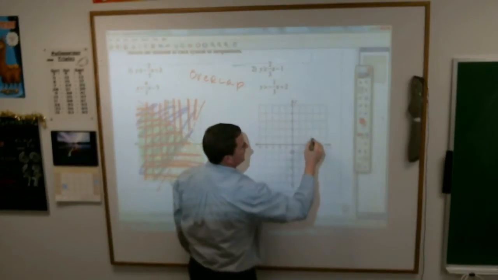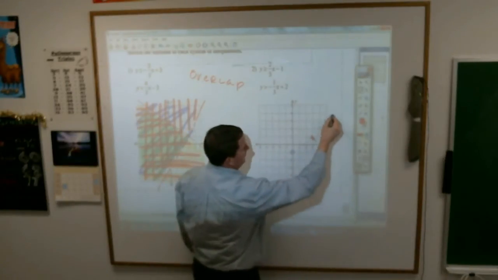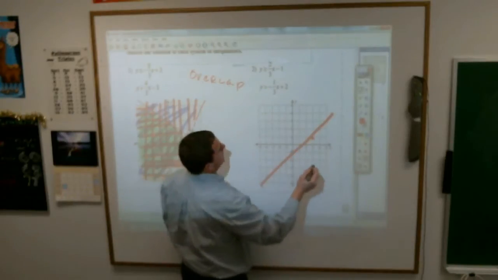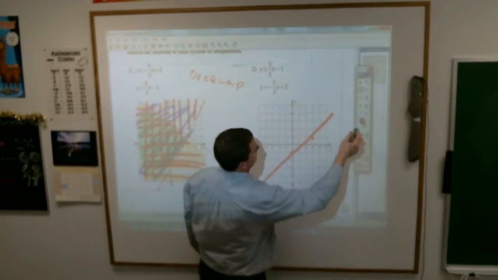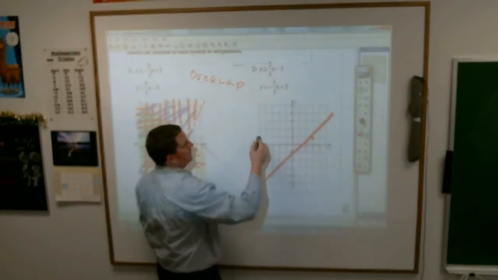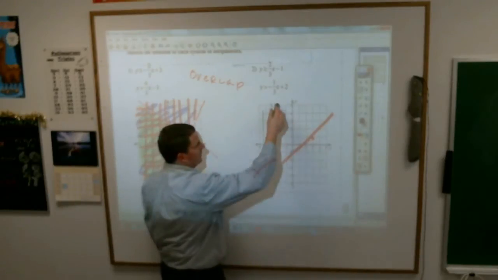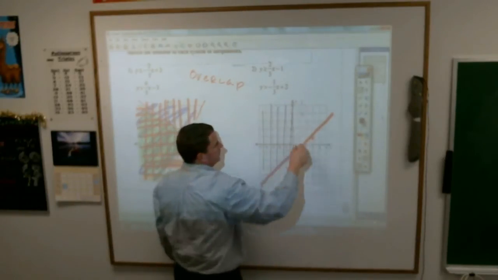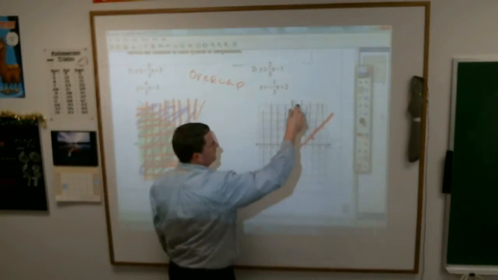So it's a solid line going this way. And it is greater than, so I'm going to shade in this, going this way. Just put vertical lines or whatever, a bunch of them.